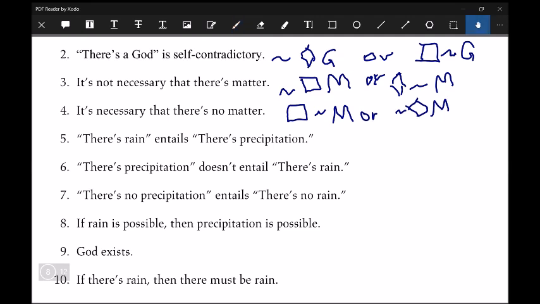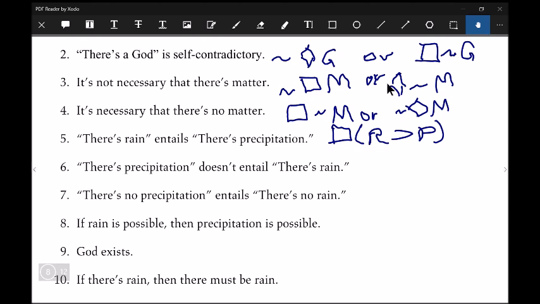And then fourth, there's rain entails there's precipitation. That's necessary. That if there's rain, then there's precipitation. This is widely held by weather forecasters. The notion of rain entails precipitation. There are other forms of precipitation, like snow or hail. Yeah, there are various forms of precipitation. Water coming from the sky, whether liquid or frozen, is something like that is precipitation. But rain would count as that, so that's necessary.